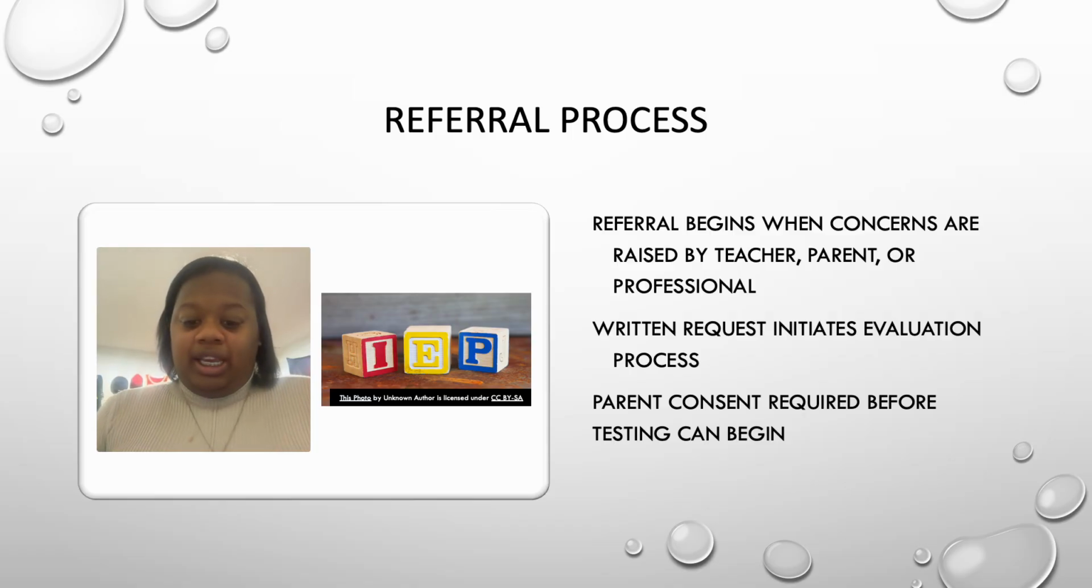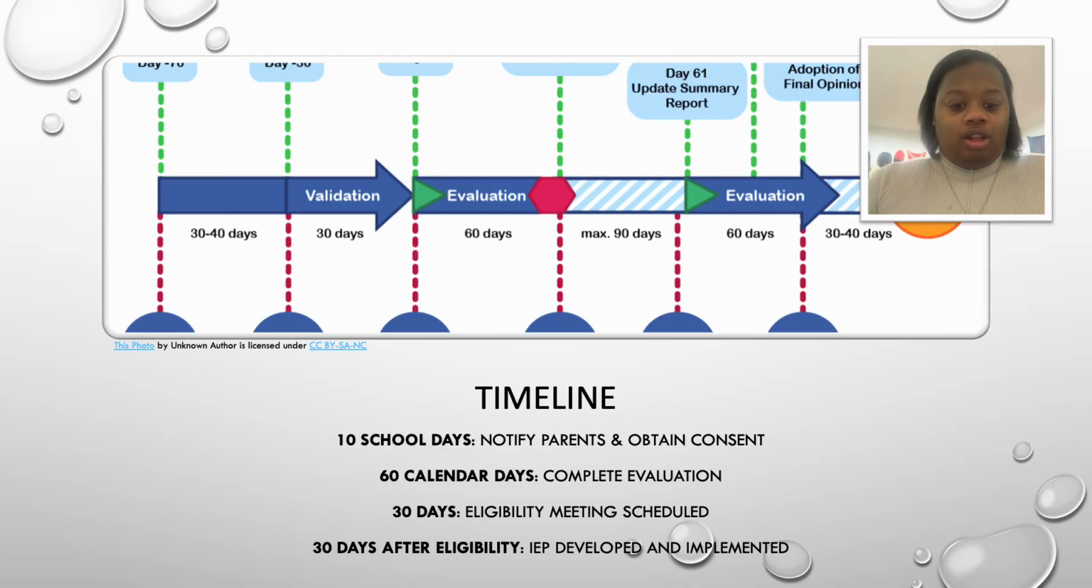The process begins when a child is referred to special education services. This referral can come from a teacher, a parent, or another staff member who notices the child is struggling. Once the referral is made, the school has about 60 days to complete the evaluation.